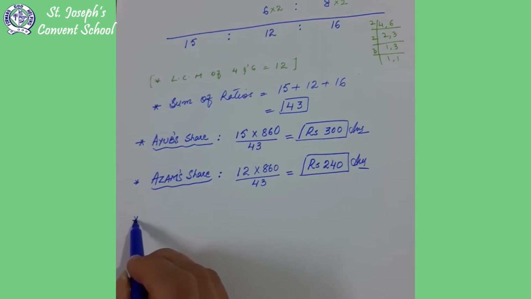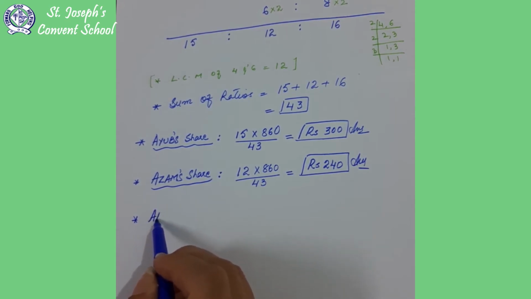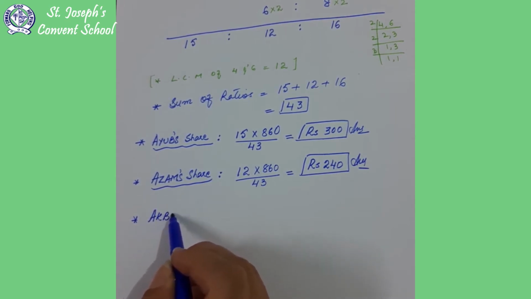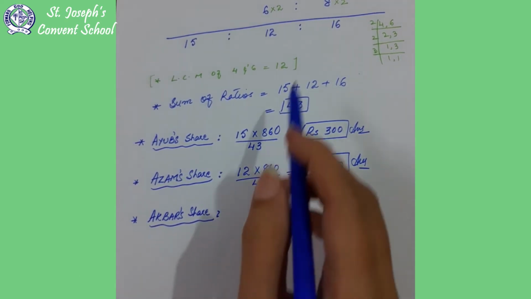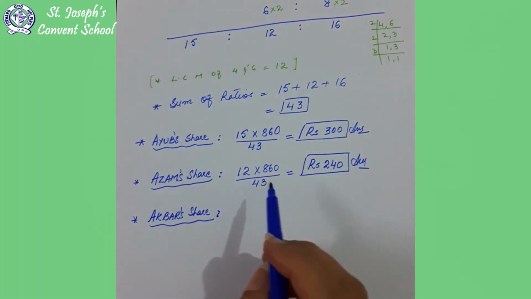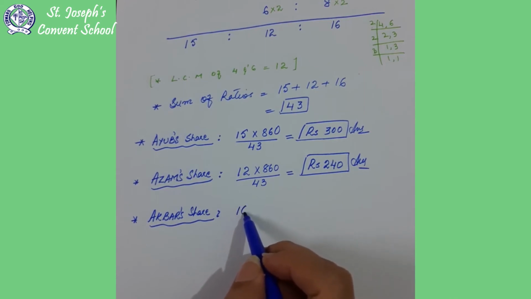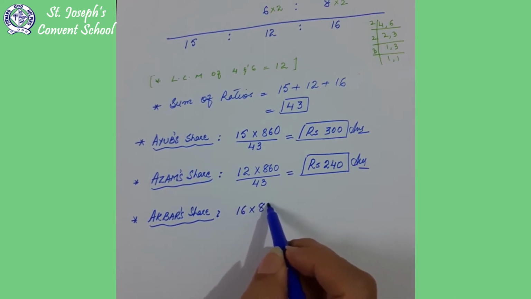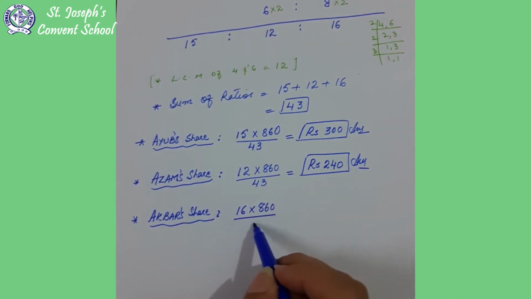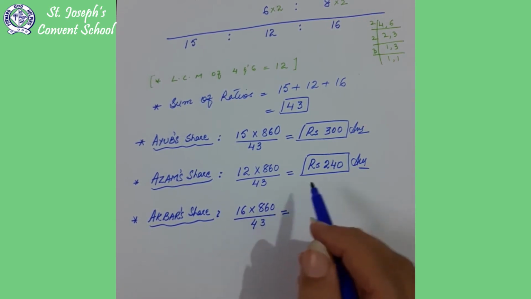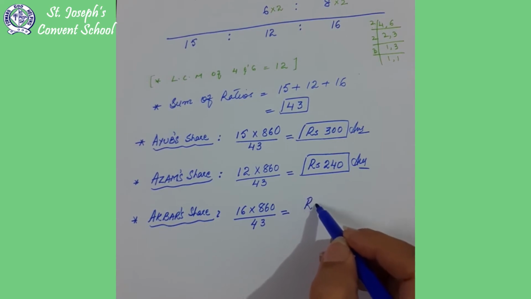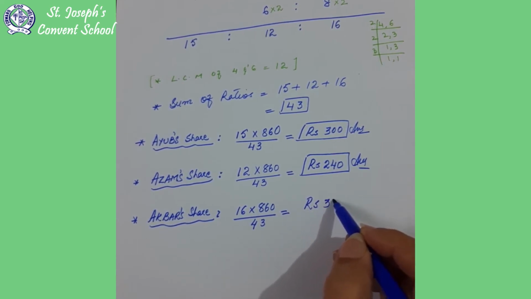Last one is Akbar's share. Akbar is, you can see, 16. So 16 into total amount divided by sum of ratios. Multiply and divide, use a calculator, and you'll get the answer, rupees 320.